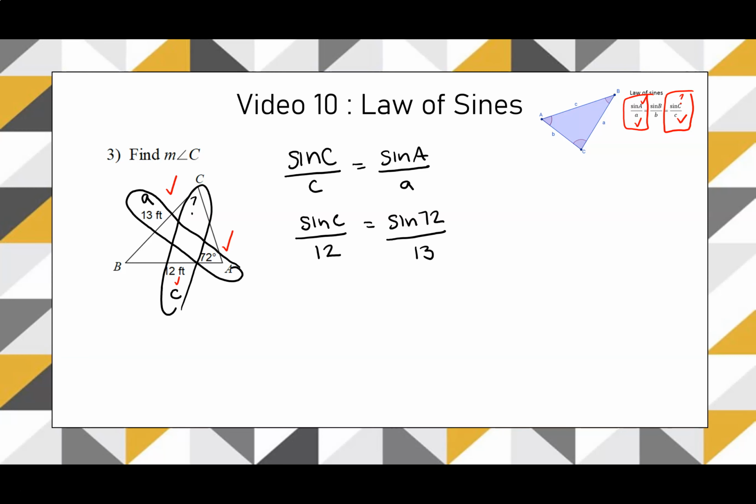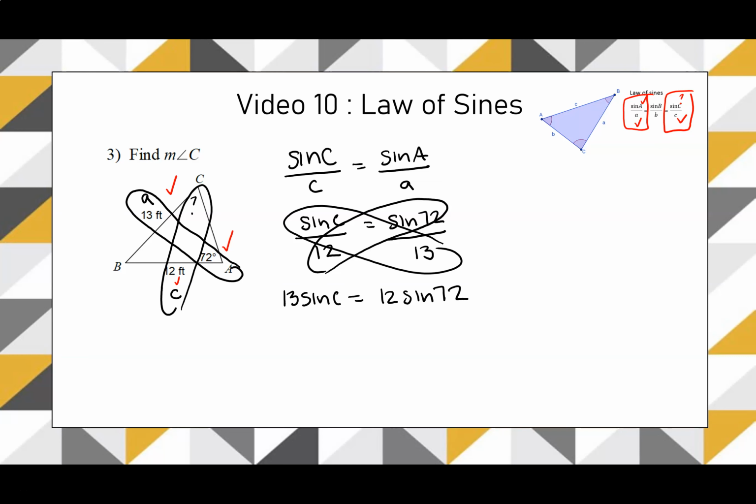All right, let's go ahead and cross and solve. This is going to give me 13 sine C equals 12 sine 72. Well, I want to get sine C all by itself, so I need to divide by 13 on both sides. The 13's cancel, and I'm left with sine C. I'm going to rewrite this as 12 sine of 72 divided by 13. Again, remembering to close our parentheses so we don't screw up our division.